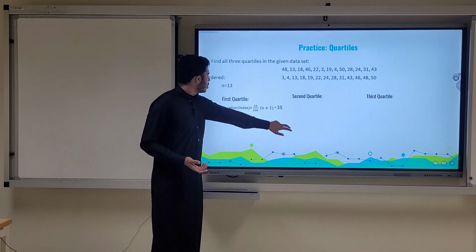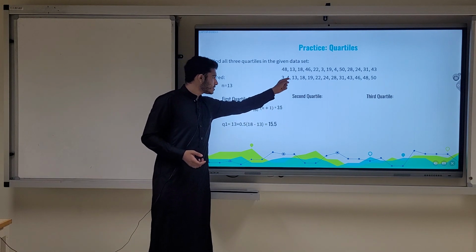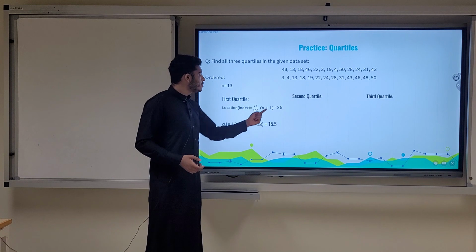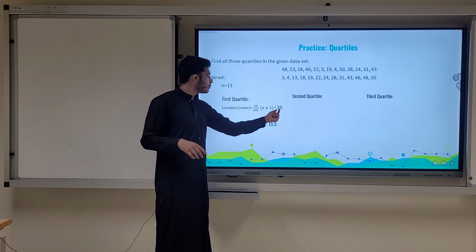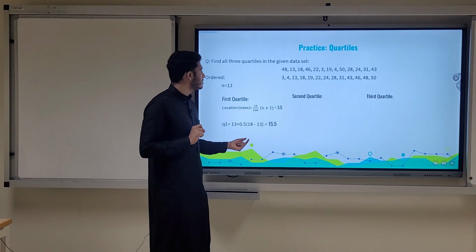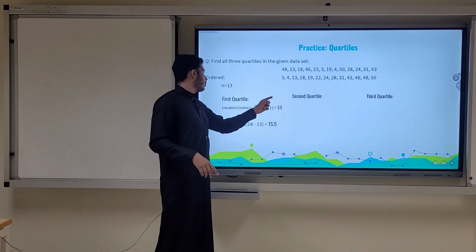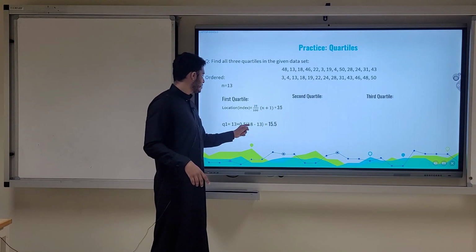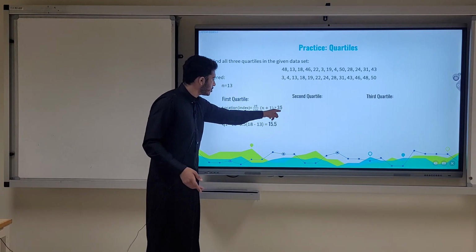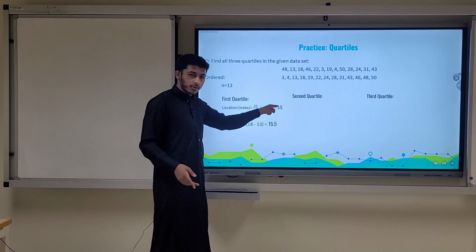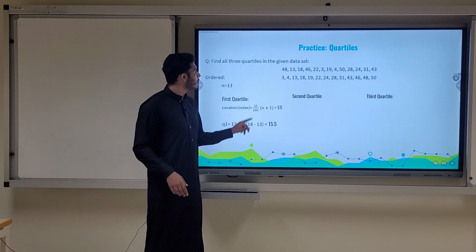So what should we do? We take the first value, the third index here, and we add to it a portion of the distance. We said it's between the 13 and the 18, so we take half of the distance, or simply you subtract the third index from the fourth index, the 18, and you get the distance, and then you multiply it by this fraction. Always by the fraction you have in the location index. And then you get the value 15.5.